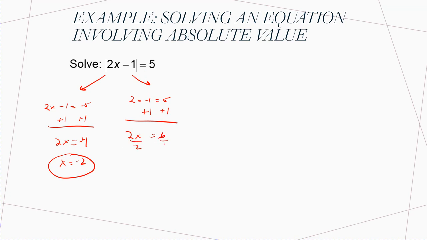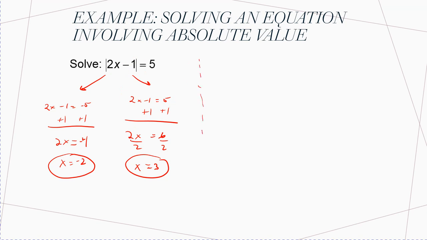So solve this one. Divide by 2. And another solution is that x is equal to 3. If you were to plug this in, 2 times 3 is 6, minus 1 is 5, and it works out.